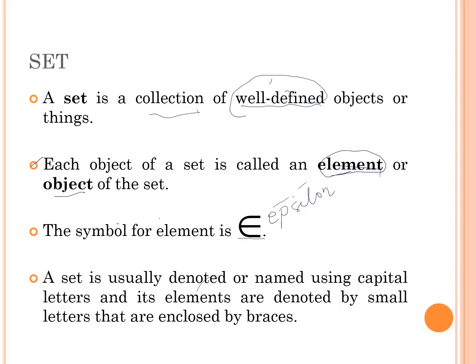Now, a set is usually denoted or named using capital letters, so take note of that. We use capital letters to denote sets, and its elements are denoted by small letters that are enclosed by braces. So you should be familiar with what braces look like. These are braces. That is different from this, which is a parenthesis. That is wrong. You cannot use that to denote sets, or to enclose elements of a set.